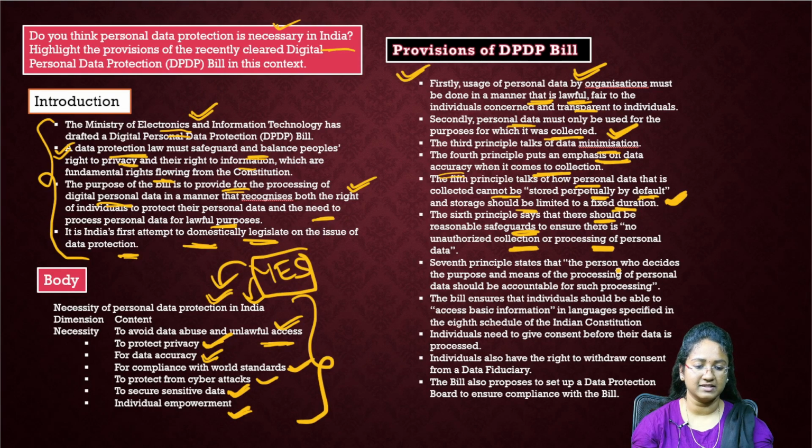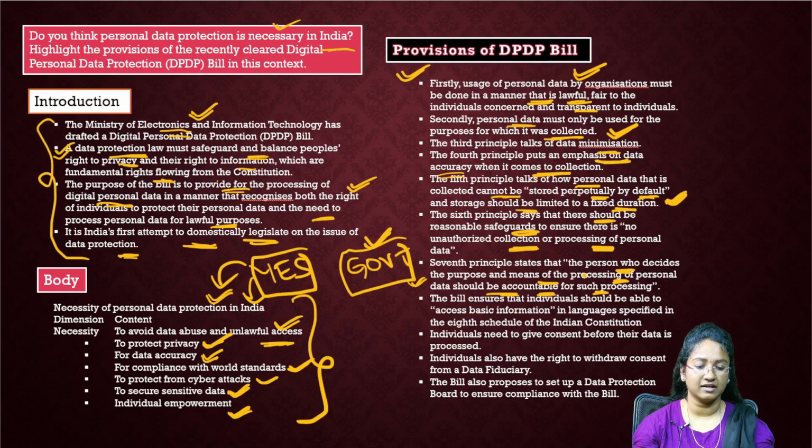And the next principle says that the person who decides the purpose and means of processing of this personal data should be accountable for such processing, right? So for example, if the government orders the collection of personal data, it should take the accountability or responsibility for that particular collection and processing of that particular data.